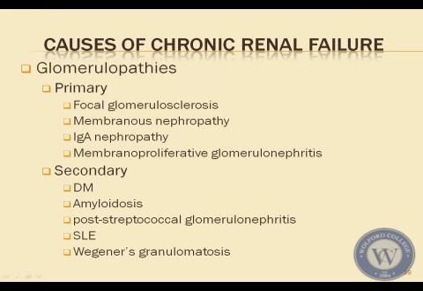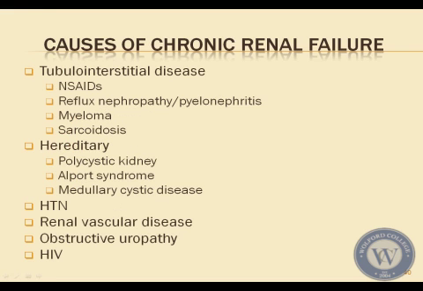Causes of chronic renal disease are very much associated with things like glomerulopathies. These are primary. You don't have to memorize these, but I think you do have to know some of the secondary ones, such as diabetes, post-streptococcal glomerulonephritis, and lupus, and Wegener's may also cause chronic renal failure. You may also have tubulointerstitial problems, hereditary diseases, hypertension, renal vascular disease, obstructive uropathy, and HIV, which may all lead to chronic renal failure.